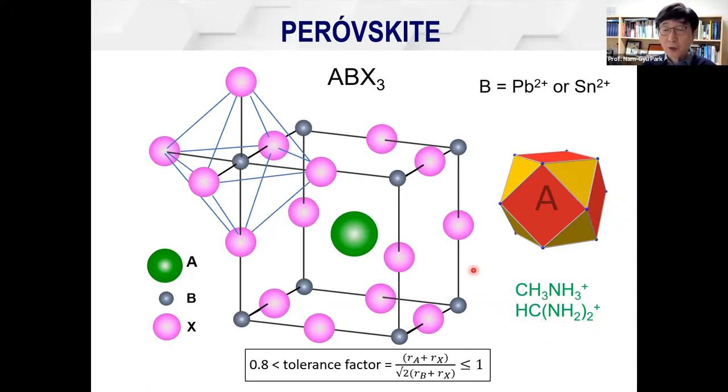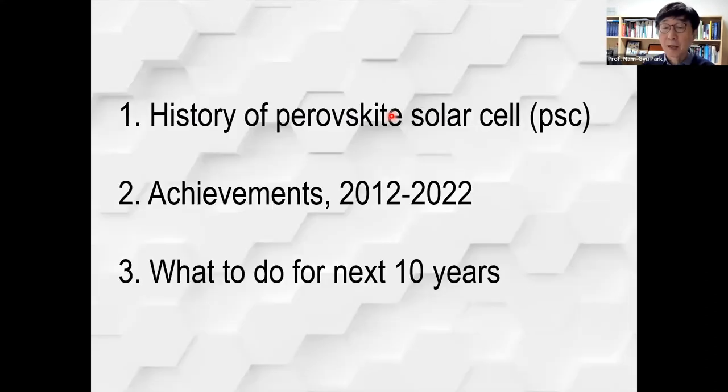And also the formability of the perovskite is simply predicted by the tolerance factor based upon the ionic radius. If the tolerance factor lies between 0.8 and 1, where 1 is the ideal cubic structure, then you can expect the perovskite phase. Well, let me briefly introduce the history of the perovskite solar cell and move on to the major achievements during the last 10 years. And then finally, I'd like to mention what to do for the next 10 years.